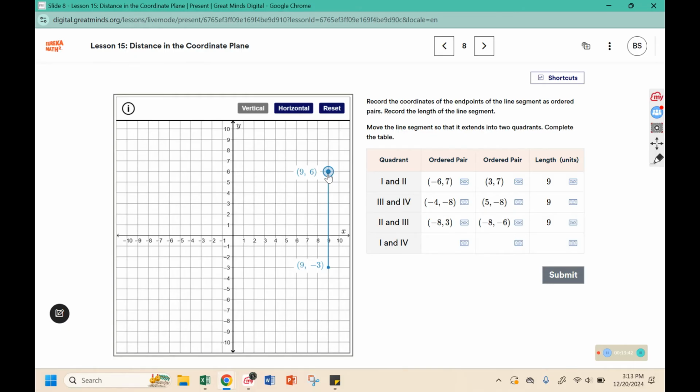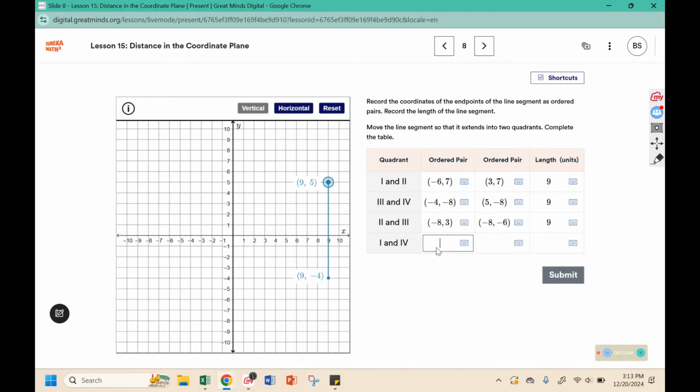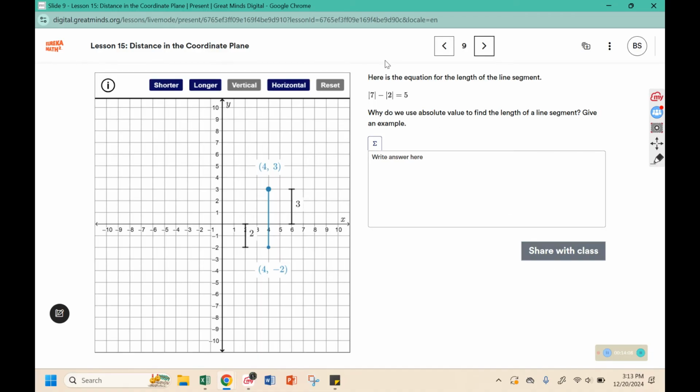This one has endpoints 9 and 5. And this one has endpoints 9 and -4. That's supposed to be a comma. And it has a side length or a distance of 9. Here's the equation for the length of this line segment.